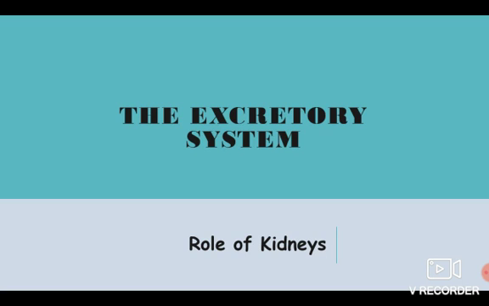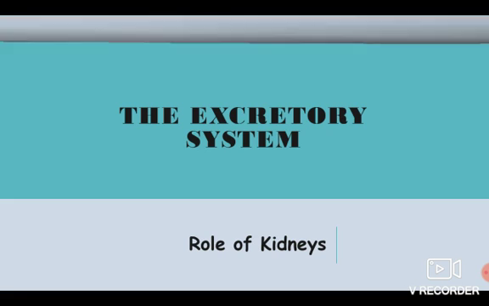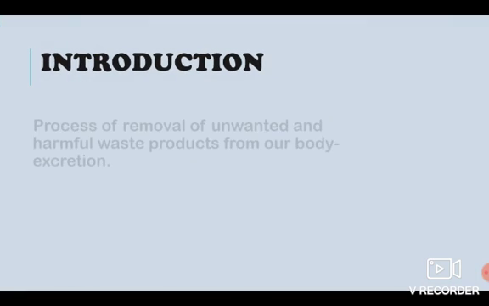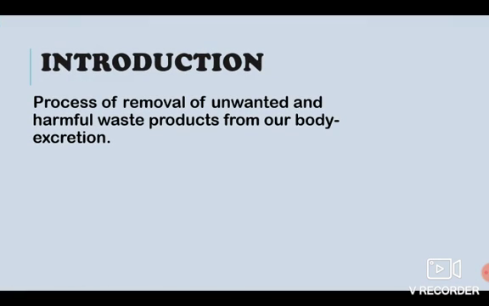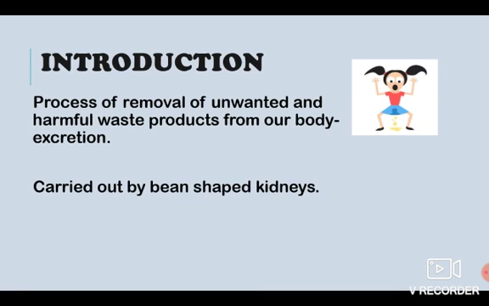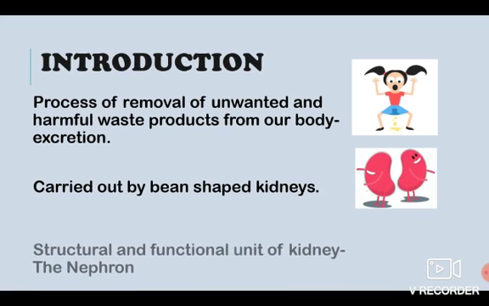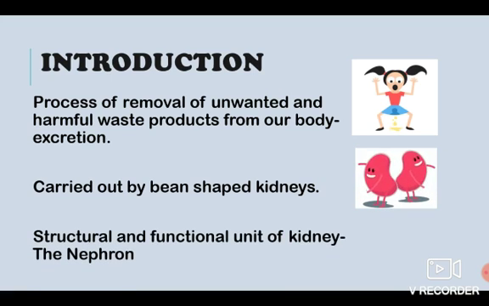Today we are going to learn about the excretory system and more specifically about the role of kidneys. Let me introduce you to the excretory system. What do you mean by excretion? The process of removal of unwanted and harmful waste products from our body is termed as excretion. The process of excretion is carried out by bean-shaped kidneys. The structural and functional unit of the kidneys is called the nephron.